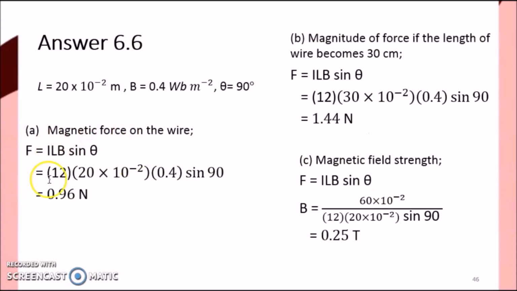So for question A, we use this equation, we will get 0.96 Newton. For question B, the same equation, we change L from 20 to 30 cm, then you will get 1.44 Newton. And for question C, use the same equation, but we already have the force, we substitute L, then we want to find B, which is 0.25 Tesla.